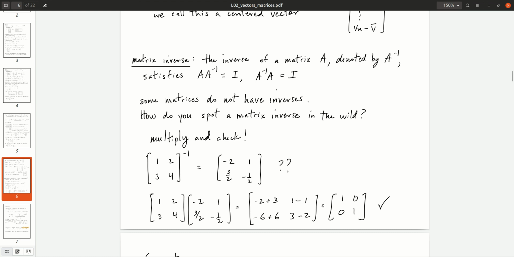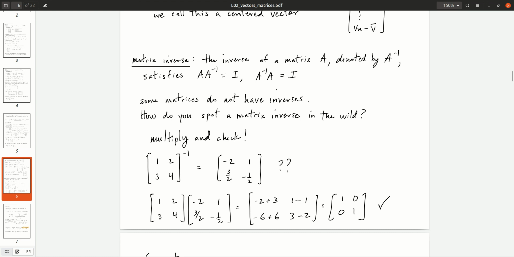So let's look at this example here. If we have a matrix A equal to 1, 2, 3, 4, and I tell you that the inverse of that matrix is equal to this matrix, minus 2, 1, 3 halves, minus 1 half, the way you would check is you just do the matrix multiplication. This is an easy one to do. It's a 2 by 2 matrix multiplication, so let's do it together. The result is going to be a 2 by 2 matrix.